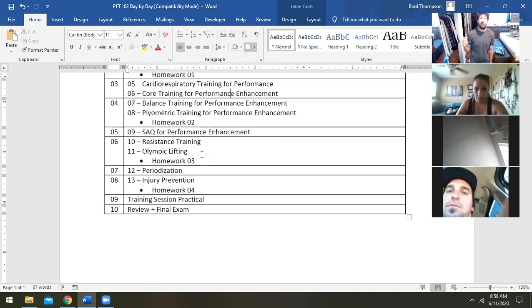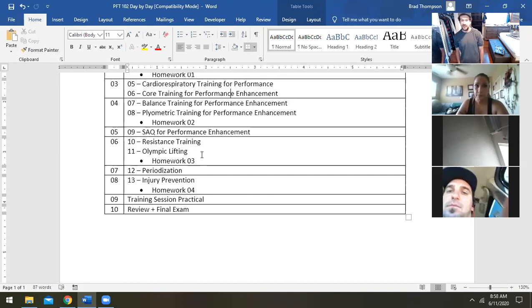Now in this course, we finally get to do SAQ training. A lot of times in our program design classes, we've moved through SAQ really quickly. Now we're really going to break it down. How do you train for speed? How do you train for agility? How do you train for quickness? What's the difference between those drills? How do you incorporate them separately? And then how do you incorporate them together?